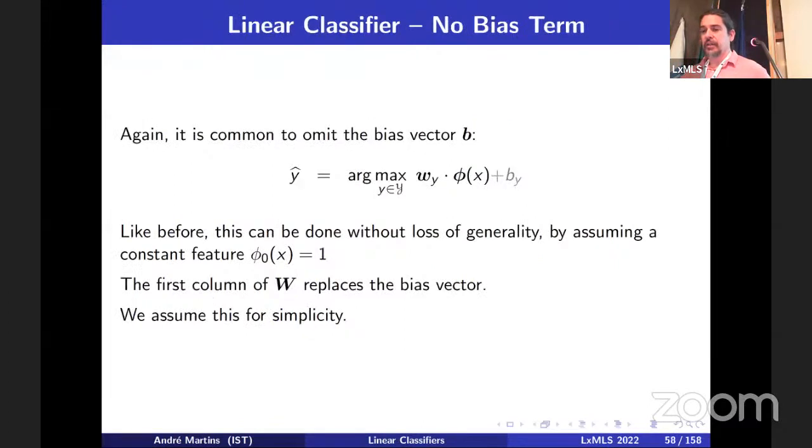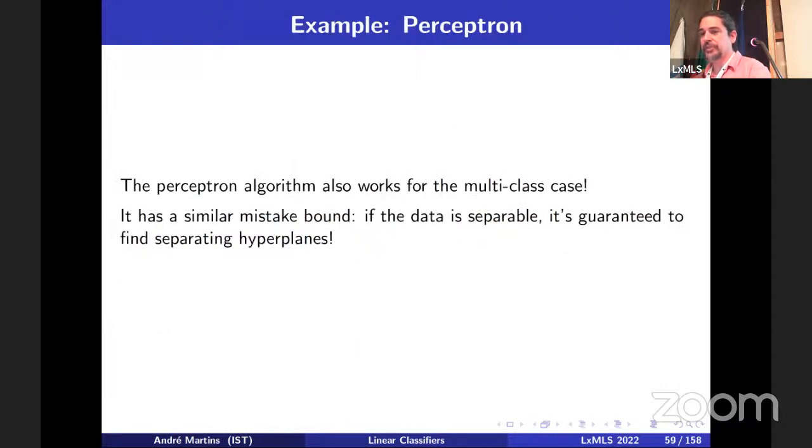Again, it's common to omit the bias vector b. We don't really need it if we assume that there is a constant feature. If there is a constant feature, then the first column of the weight matrix is going to correspond to the bias coefficients. So we don't need to explicitly use the bias vector, and from now on we are not going to use it, just for simplicity.